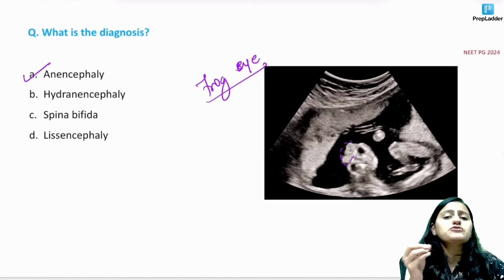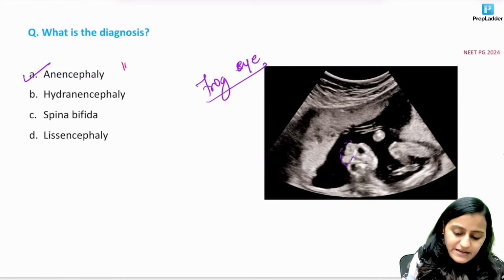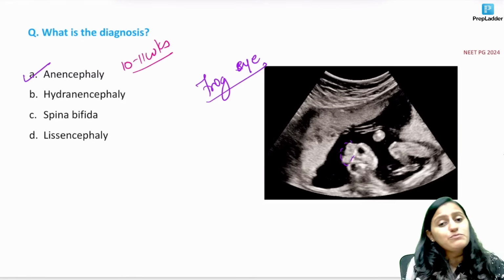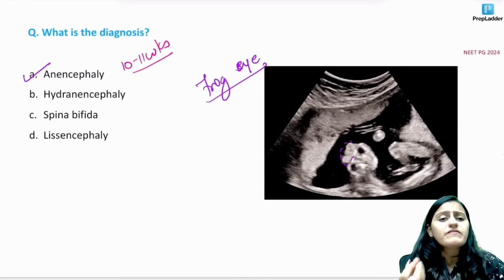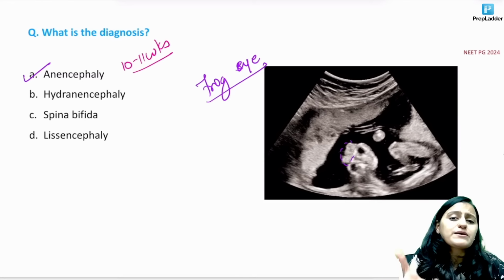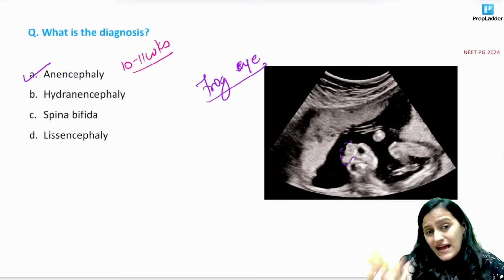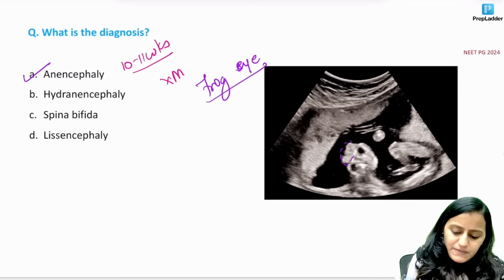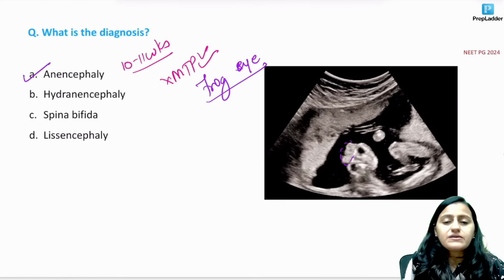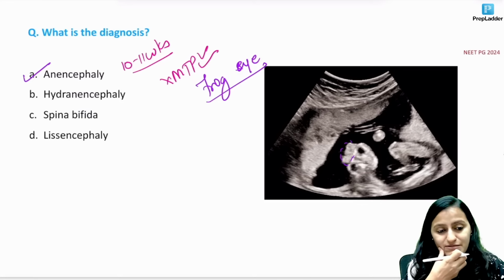It is the earliest anomaly to be seen on ultrasound. It can be identified as early as 10 to 11 weeks. There's no point in giving folic acid now. Whatever defect was supposed to occur has occurred. The only treatment now is MTP, right? Nothing else. It's only MTP.